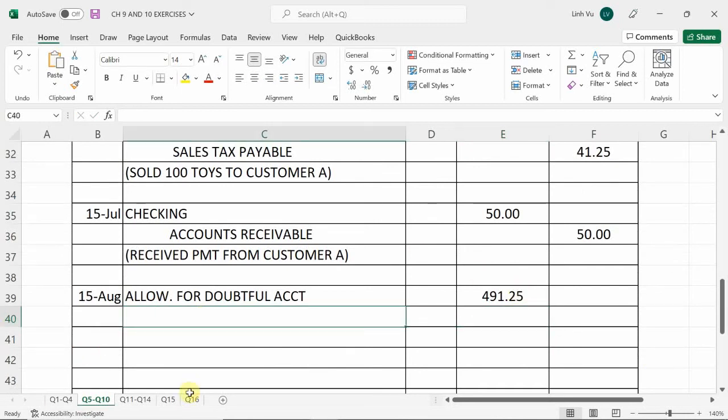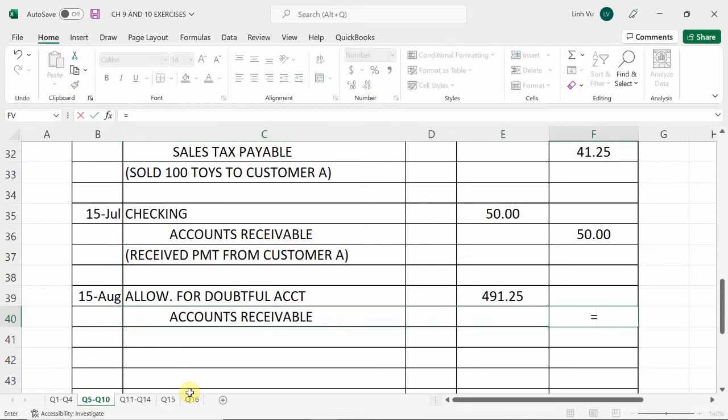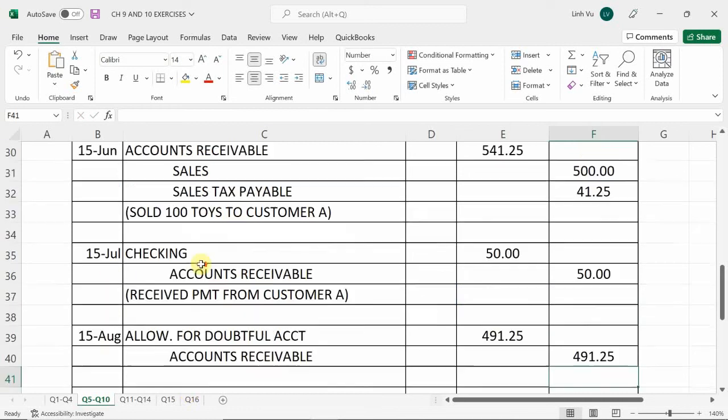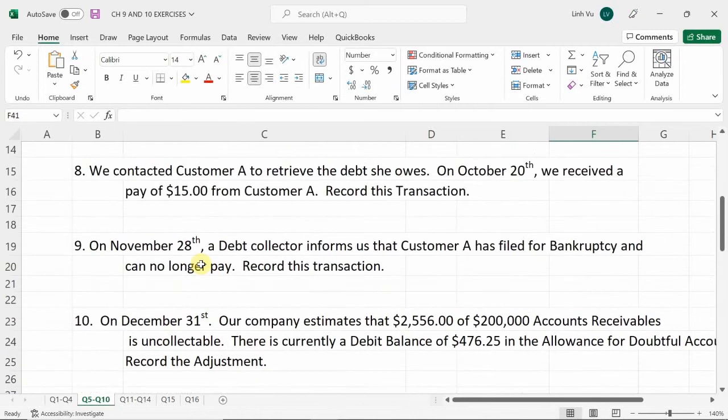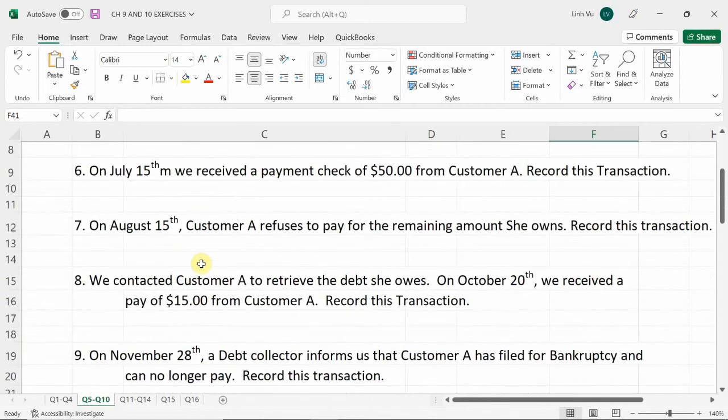The accounts receivable. Good. Why do we need to remove her account, that balance that she owes me? Because this entire amount is subject to not being payable, right? She's refusing to pay this amount. So let's see what happened next.